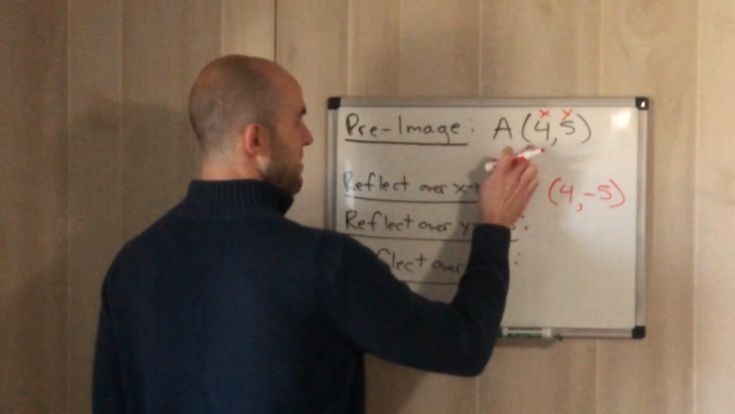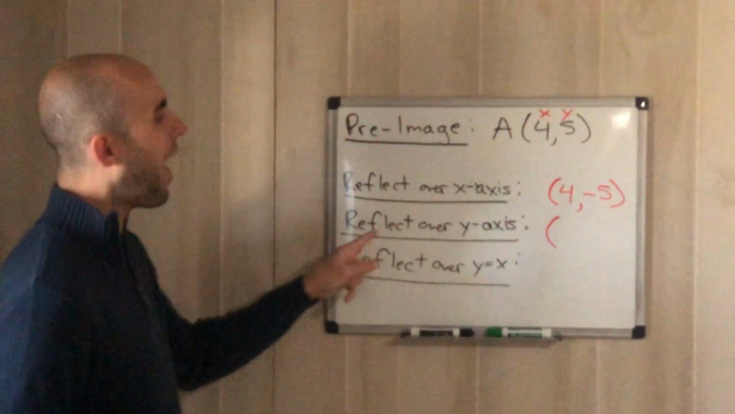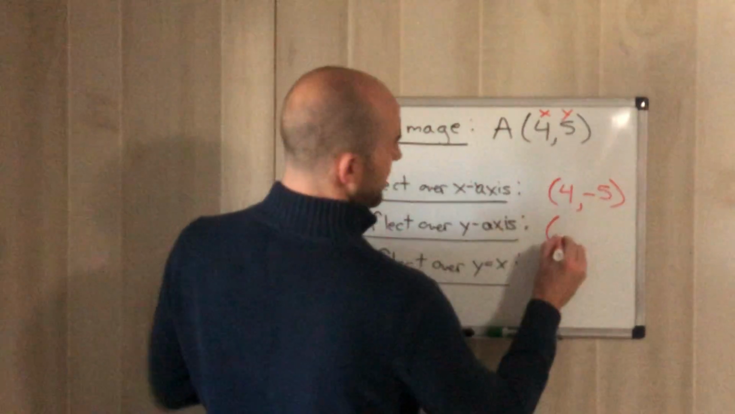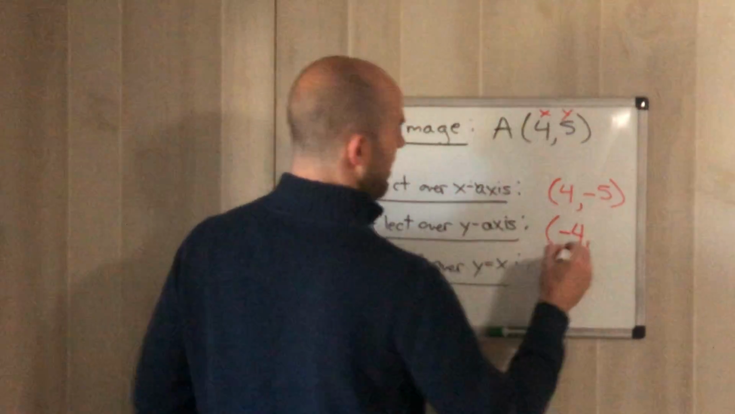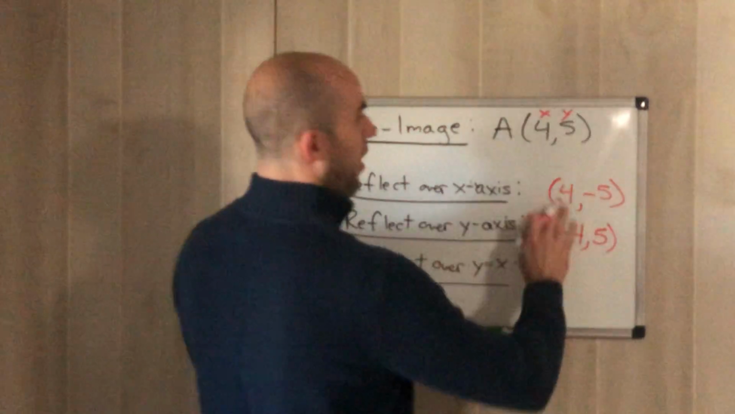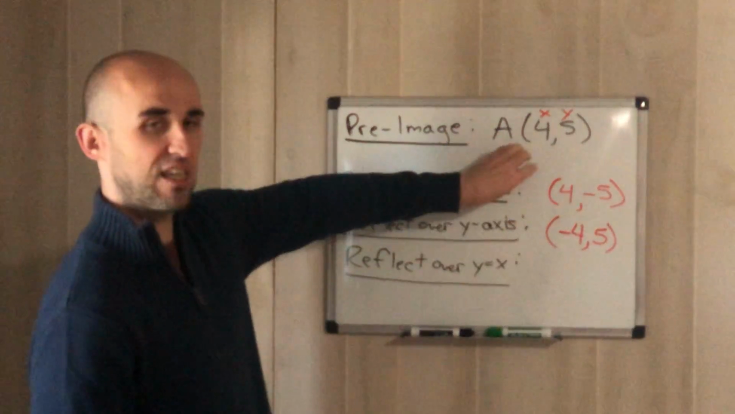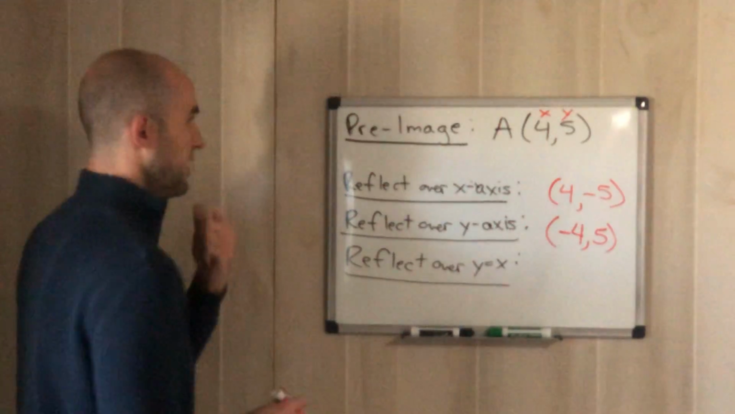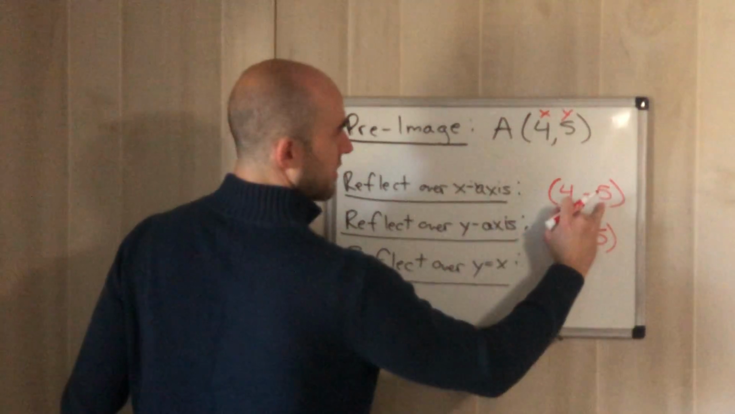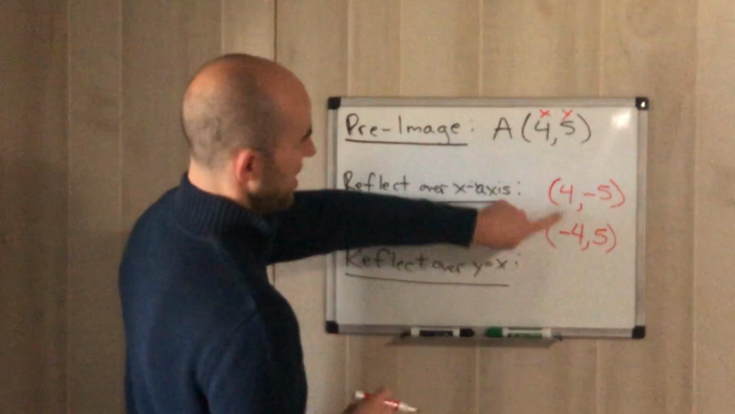Now again, we're going to keep working with this original. Over here, when you reflect over the y, you just change the x. So instead of being a positive 4, it's going to become negative 4. And then again, y stays the same, right? Again, guys, we're not working with each of them. This has nothing to do with that. We just keep referring to the original one, right? So again, whenever you reflect over the x, you change the y. Whenever you reflect over the y, you just change the x.